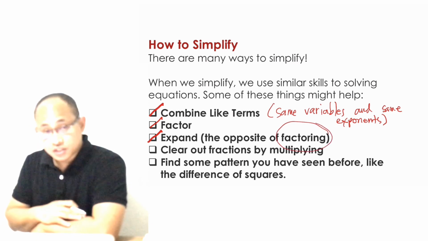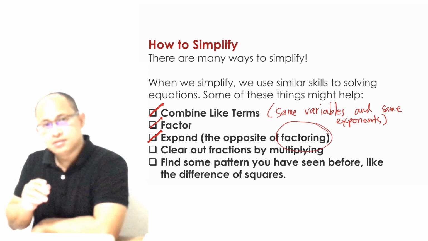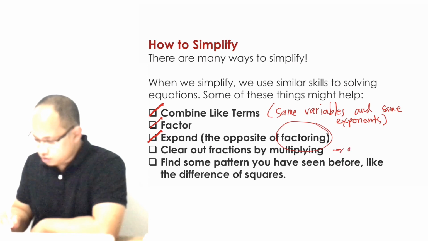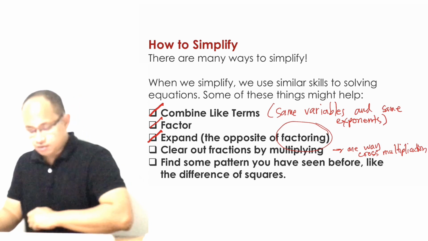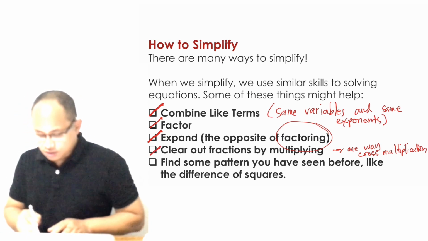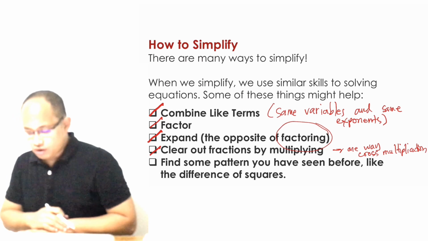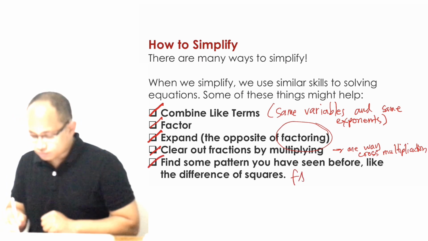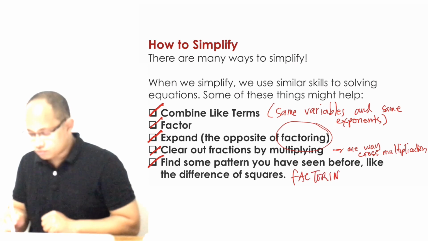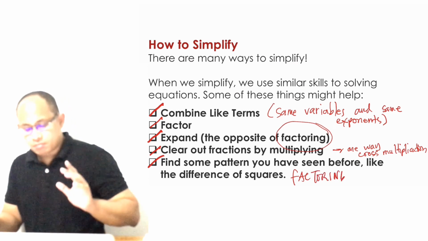Next, clear out fractions by multiplying. One way is cross multiplication. Next, find some pattern you have seen before, like the difference of squares. So again, we go back to factoring.